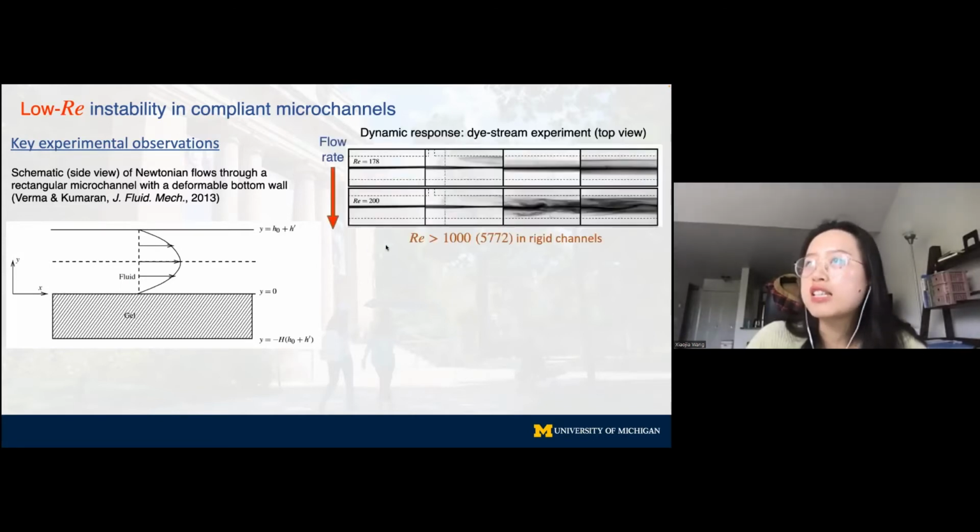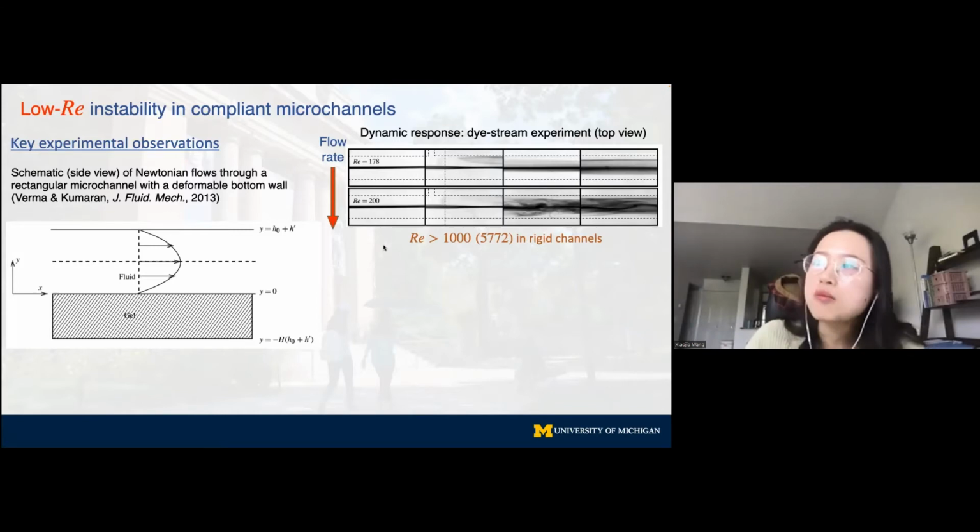What they observed is that when they increase the flow rate, they can observe the dye break up at a very low Reynolds number. You can see that the reported Reynolds number for dye break up is just 200. And recall that in a rigid channel, the well-documented critical Reynolds number for hydrodynamic instability is usually about 1000. Therefore, the reduction of the Reynolds number for instability in compliant channels must be related to FSI.